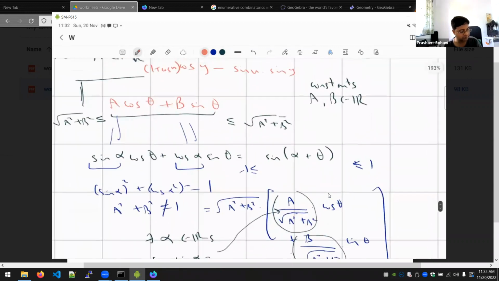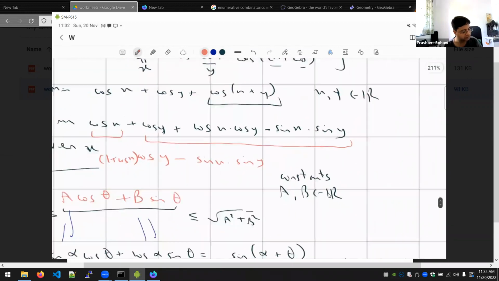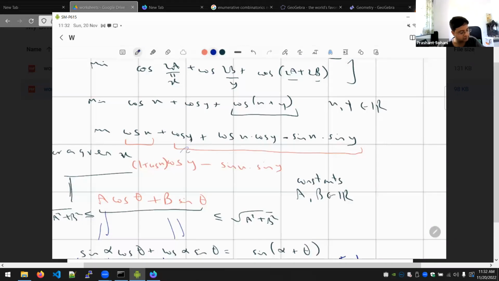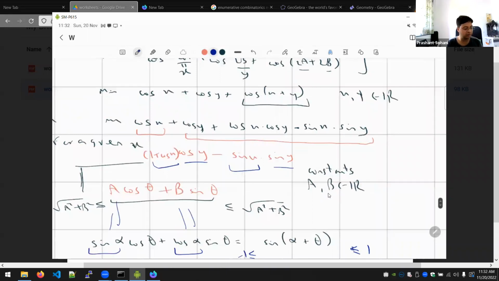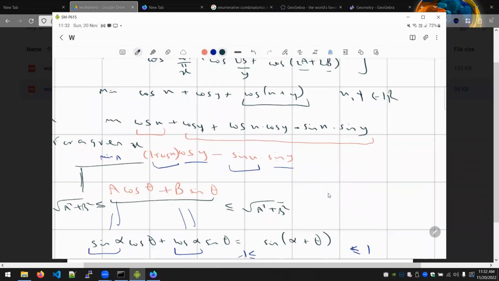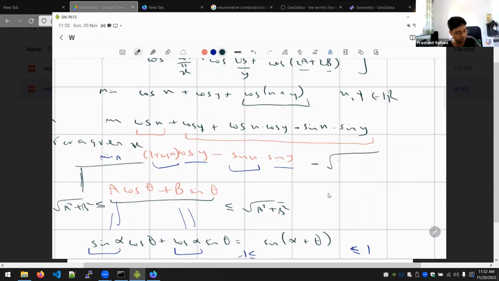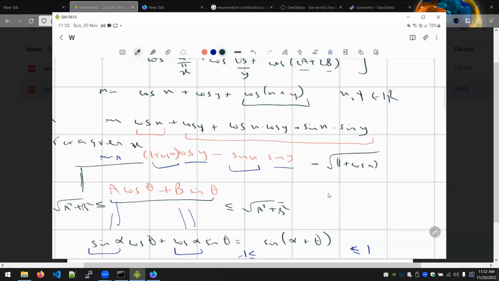So applying this in our problem, we are looking at this expression, the one I have highlighted. After regrouping, we get cos Y into some constant and sin Y into some constant. Remember you want to minimize it, you want to find the minimum. So what is the minimum value that can come for this part? Root of (1 plus cos X) whole square plus (sin X) whole square. Yeah, and minus of that, because this value will be minus of root of (1 plus cos X) whole square plus sin X whole square.